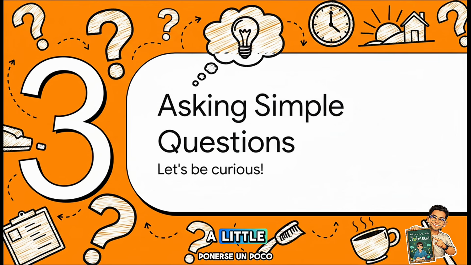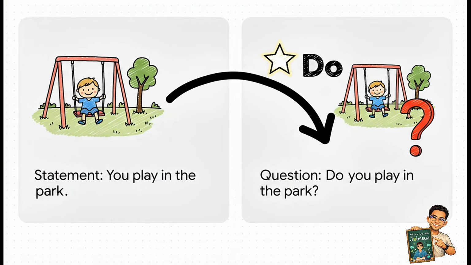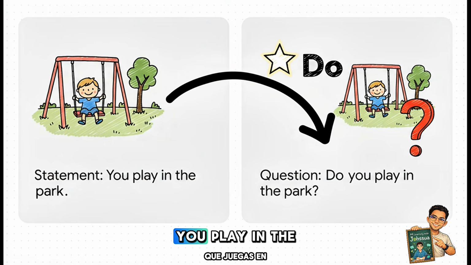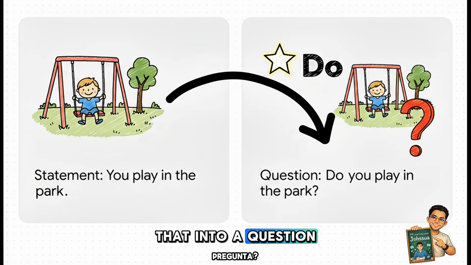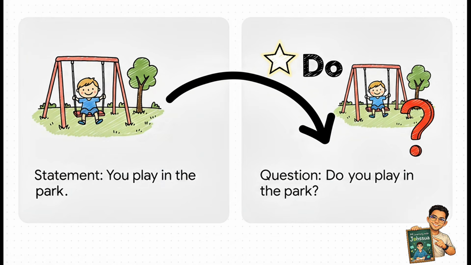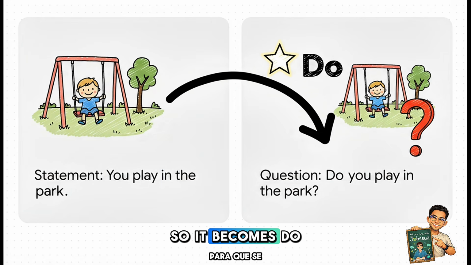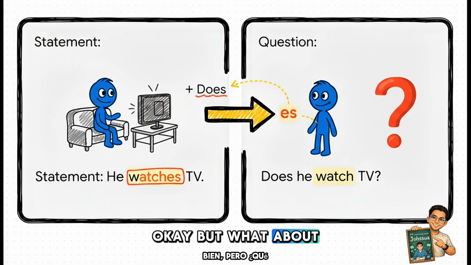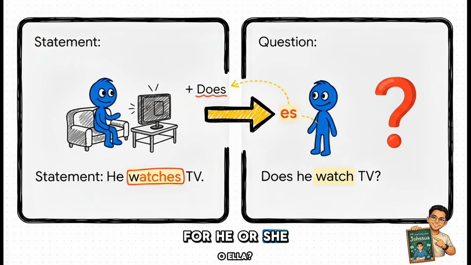It's time to get a little curious. Okay, so check this out. You have a sentence. You play in the park. How do we turn that into a question? It's so easy. You just add one little magic word right at the beginning. Do. So it becomes, do you play in the park? Seriously, that's it. Okay, but what about for he or she? Does it work the same way?